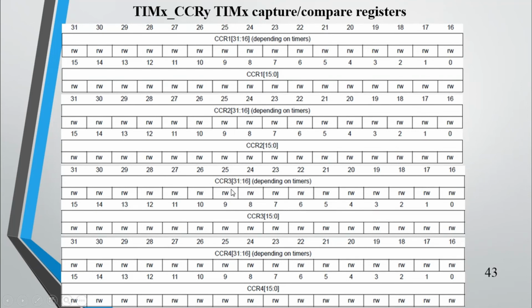Why are you using CCR in compare mode? Because whenever the counter is incrementing, the counter value is compared with the CCR value. In my case, I need to select CCR1 because I am configuring channel 1 in compare mode of operation. So I need to use the CCR1 register. It is again a 32-bit register. If you are using a 16-bit timer, only the initial 16 bits will be used. But here my timer is timer 2, so 32 bits can be used.